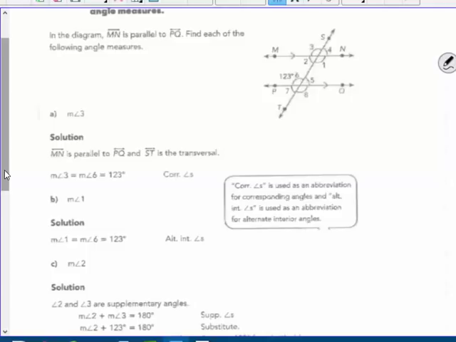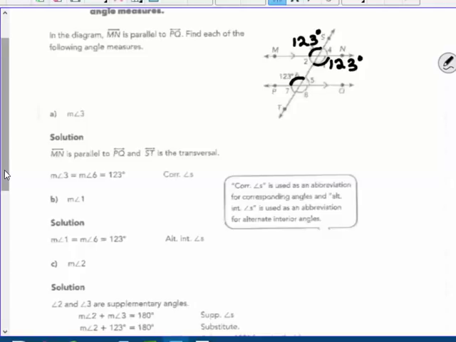So angle 3 and angle 6 are corresponding angles. So I know that angle 6 is also 123. So I'm going to write it in there. B, find the measure of angle 1. Well, I know that the measure of angle 1 and angle 6 are alternate interior, so this and this are congruent, so 1 is also 123. Oops, gotta put degree symbols.